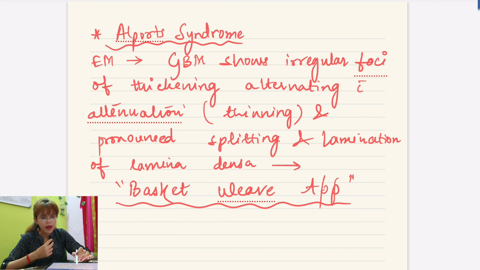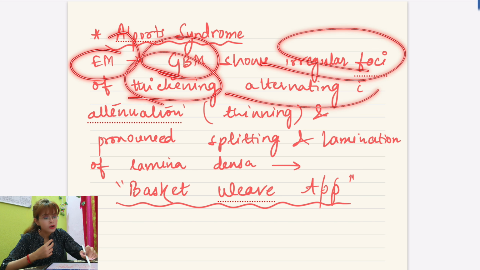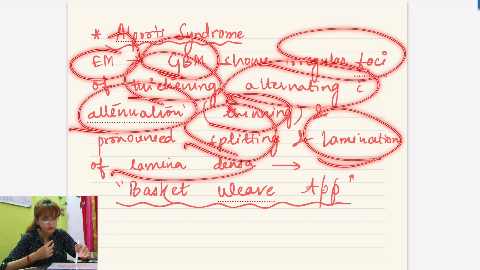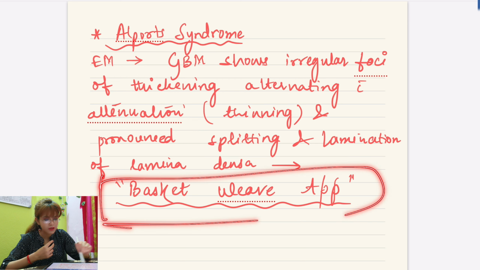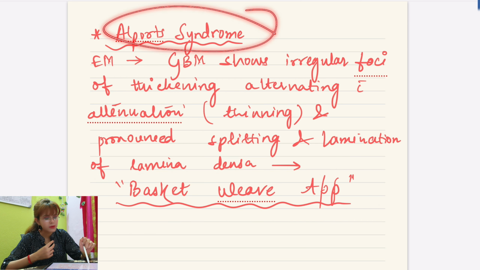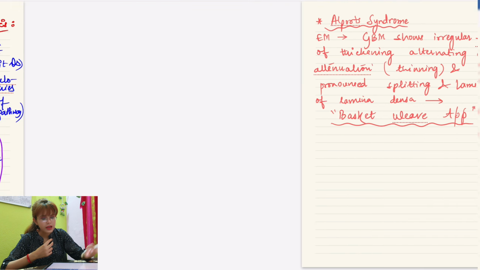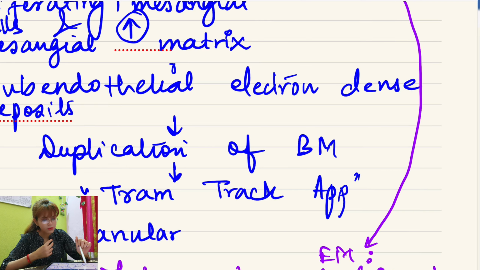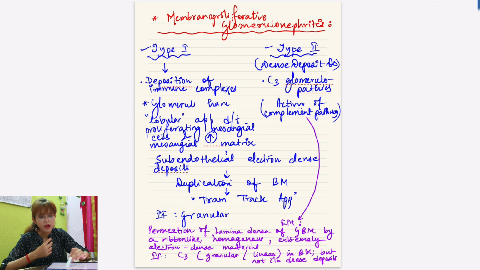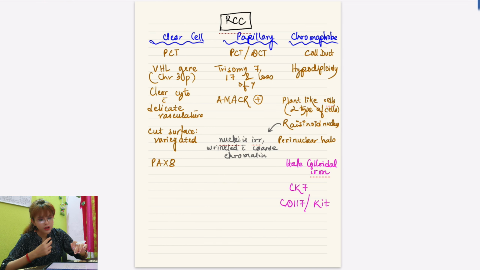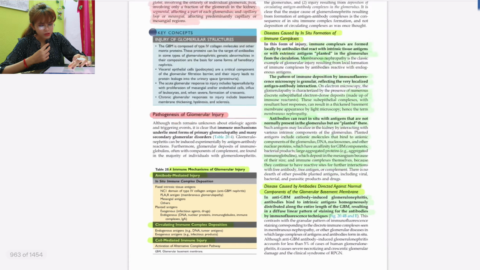Okay, now what is happening in Alport's syndrome? In the electron microscopy, you're going to find that the GBM shows irregular foci of thickening alternating with attenuation or thinning and pronounced splitting or lamination of lamina densa, which is called the basket weave appearance. So in Alport syndrome, basket weave appearance and splitting of the lamina densa. These are the two important MCQs. Don't confuse them with this. This is going to be a tram track appearance in case of membranoproliferative glomerulonephritis.